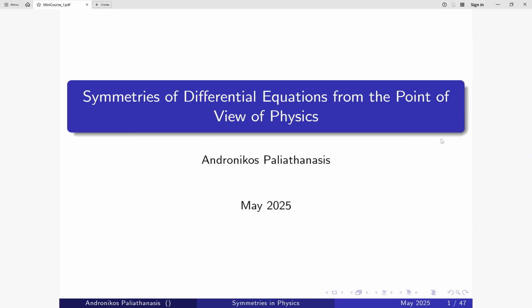In this mini course, I would like to give the basic properties and definitions for the concept of symmetry analysis. I will present you today some applications in classical mechanics. And next week, we will extend the applications to more problems, either from quantum theory or in fluid dynamics.